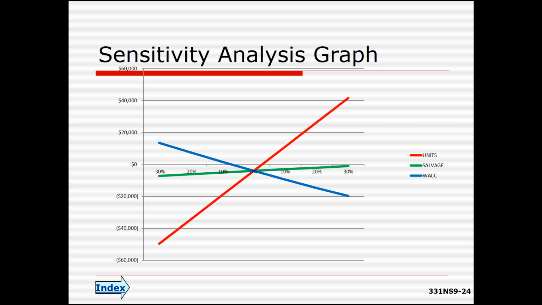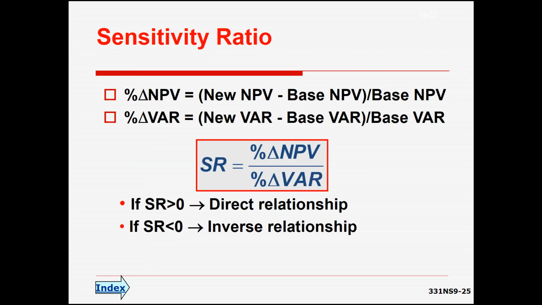The steepest line indicates which variable has the most impact on NPV. This indicates which variable should receive the closest attention in forecasting. Units. Creating the table of changes is time-consuming. We can get the same result with less computation by calculating a sensitivity ratio for each variable. Note, this formula is not in your textbook.